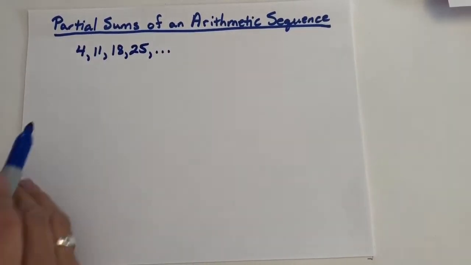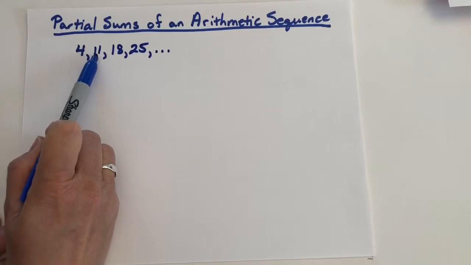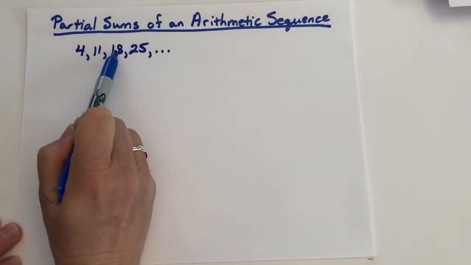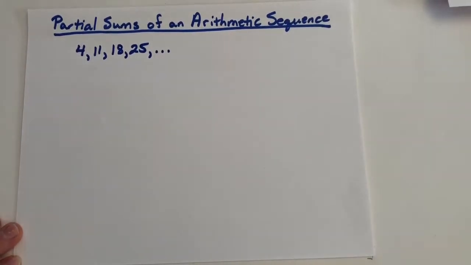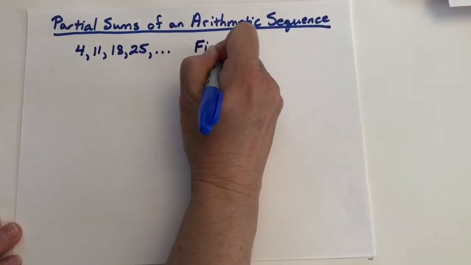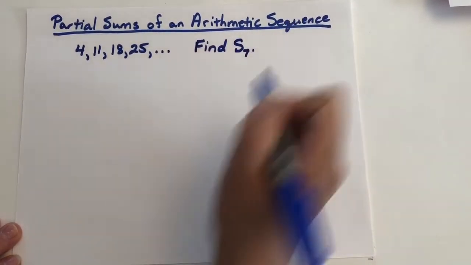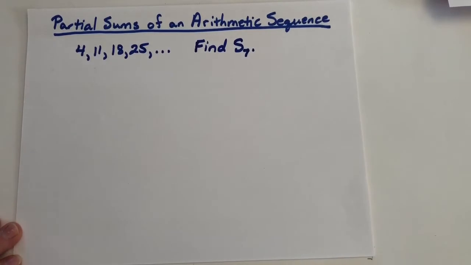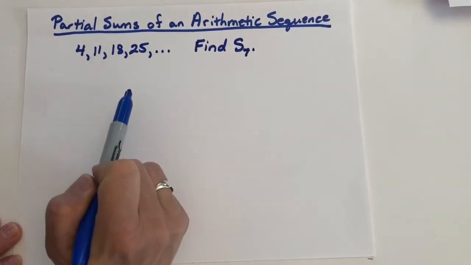And you can confirm that this is arithmetic because we have a common difference. 11 minus 4 is 7. 18 minus 11 is 7, and 25 minus 18 is 7. And let's suppose I want to find the seventh partial sum, in other words, S sub 7. Remember, that means we're going to add the first 7 terms of this sequence together.